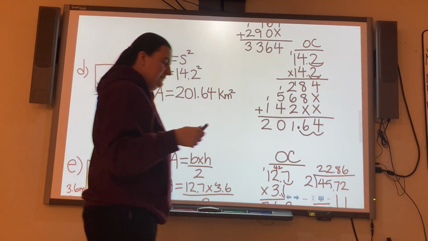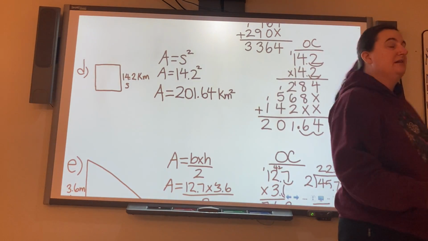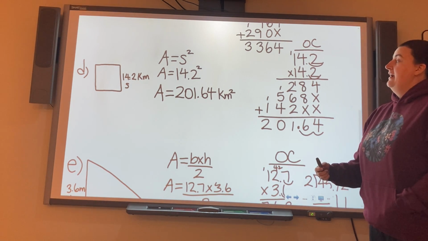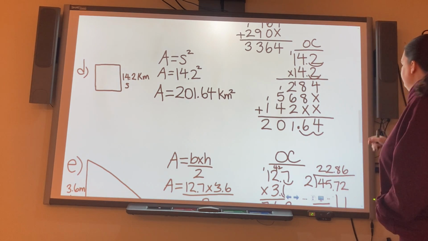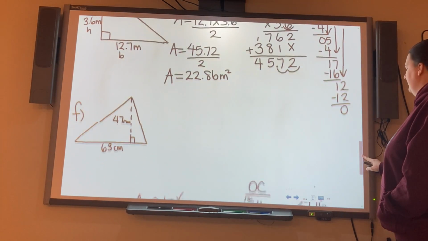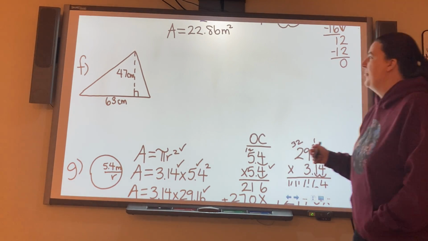All right, make sure you got that written down. Make sure you got that right if you got it on your answer sheet. Ask for help if you need it. And let's move to the triangles. So we did E, and now we're going to do F.